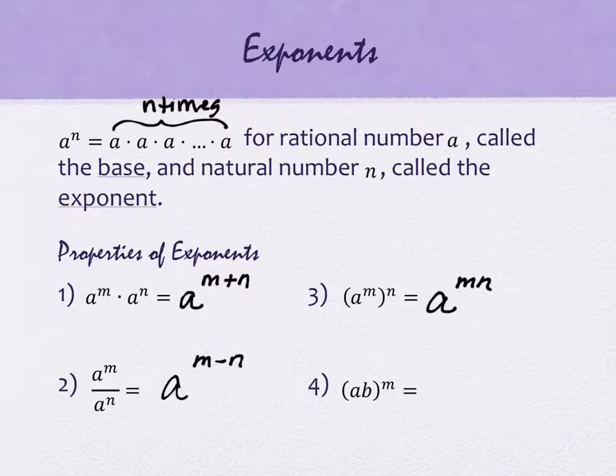4 is more like what you were describing earlier, Danielle. So on number 4, you have what sort of looks like a distribution property. You have ab raised to the power m, and again, I'll show you why, but it's basically because of commutativity properties that this is a to the m, b to the m.